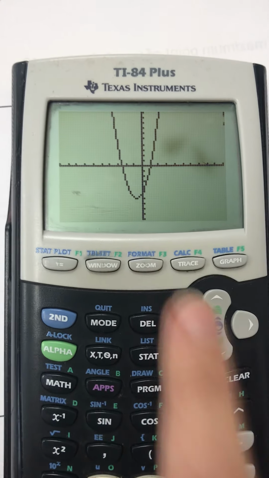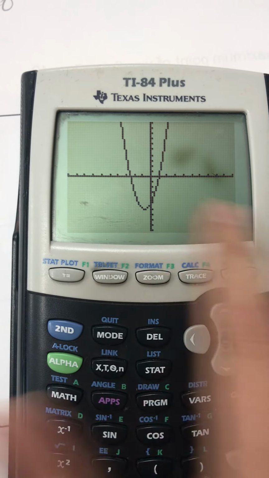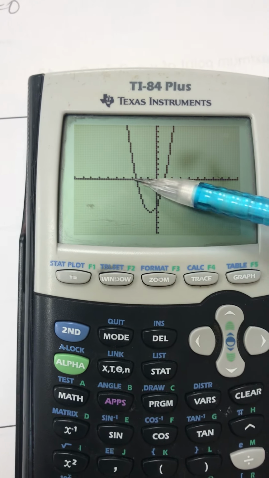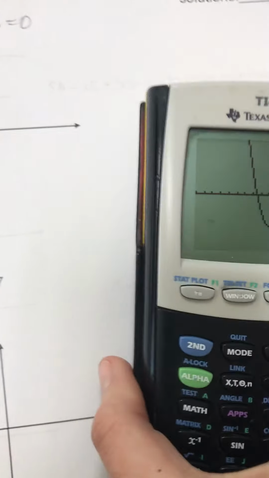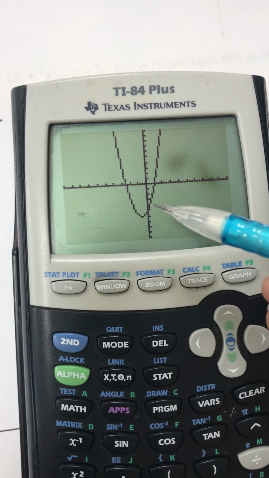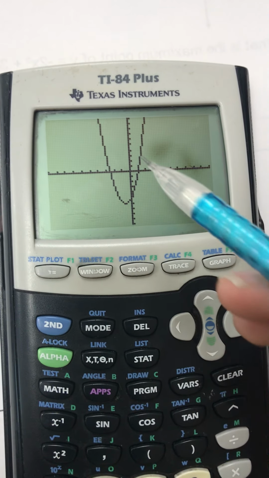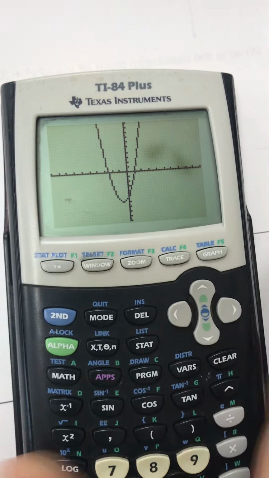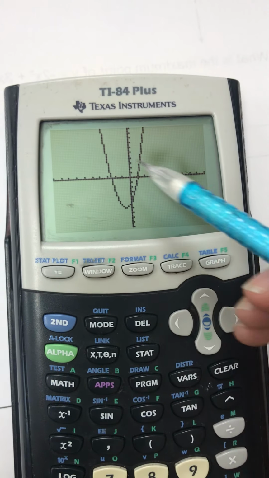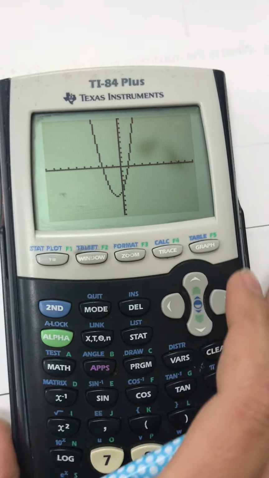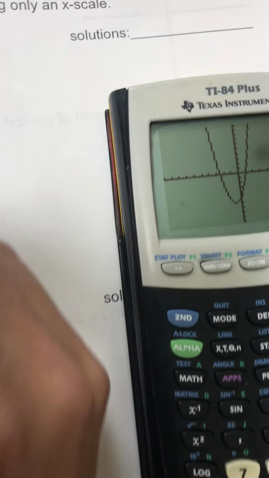All right, so the first thing you're looking for is, does it cross the x-axis? And it does in 2 places. It crosses over the x-axis. So that means we have a real solution for this one. You can use your calculator when you have a real solution. If it's an imaginary solution, if it does not cross the x-axis, you're going to have to use the quadratic formula.